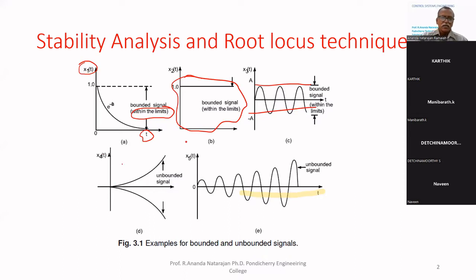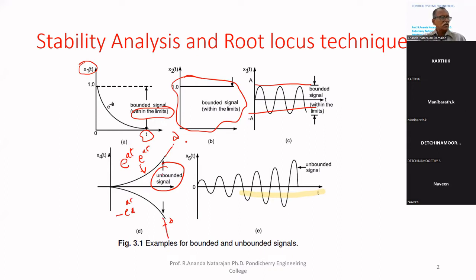Here, this is e power at. It goes on increasing exponentially. This is an unbounded signal. It will go to infinity. And this, minus e power at, will go to minus infinity.